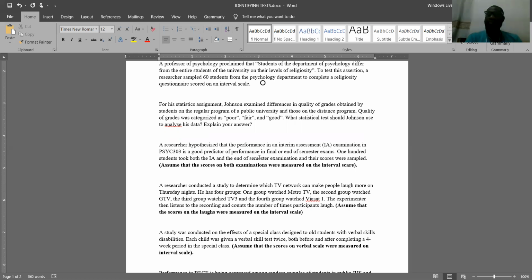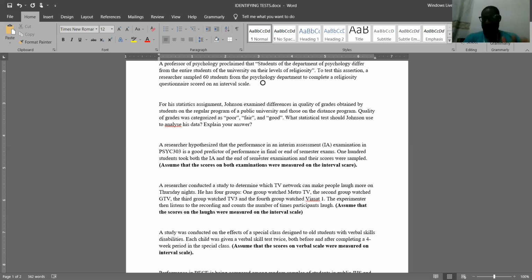And what were they really measuring in the question? They were measuring quality of grades. So quality of grades is the dependent variable, and they are comparing two independent groups, that's regular program and distance program, on quality of grades.